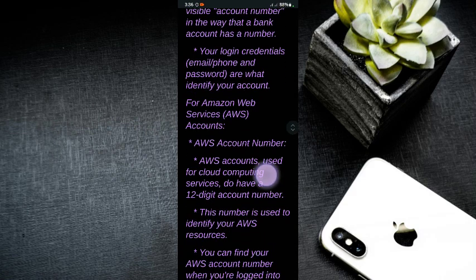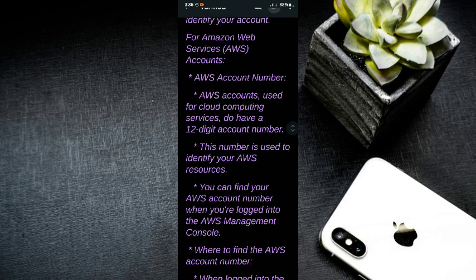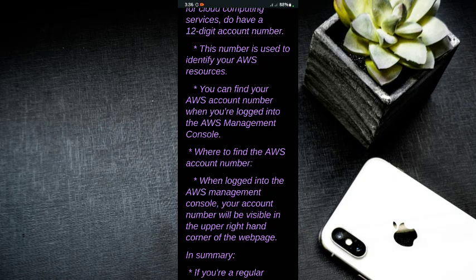But for Amazon Web Services accounts, AWS accounts used for cloud computing services, they do have a 12-digit account number. This number is used to identify your AWS resources. You can find your AWS account number when you're logged into the AWS Management Console. Where to find the AWS account number? When you log into the AWS Management Console, your account number will be visible in the upper right-hand corner of the web page.